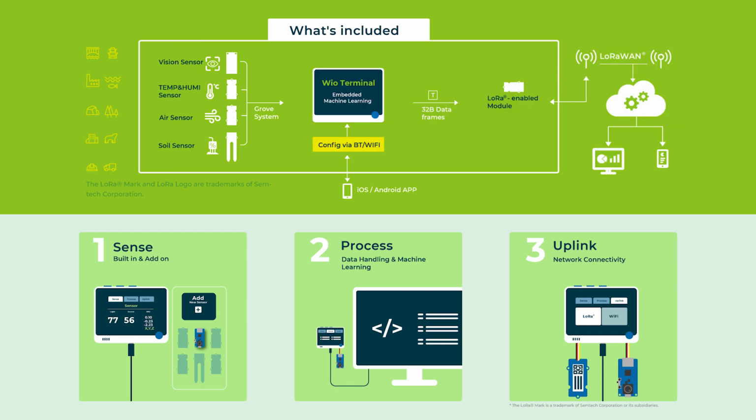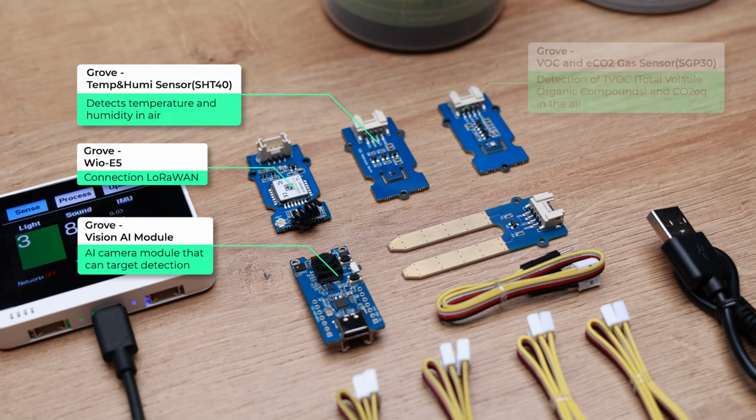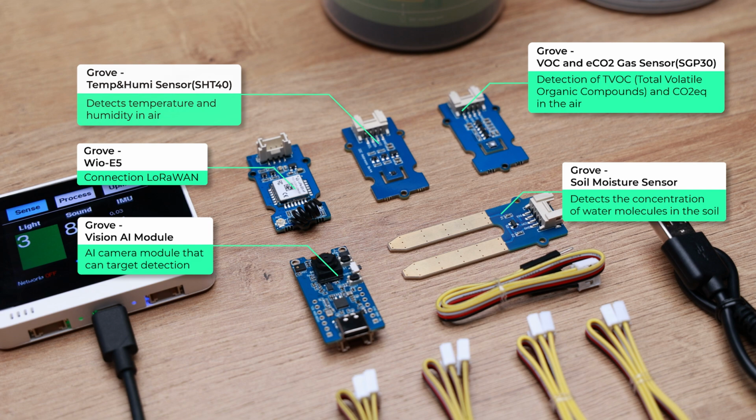The kit includes a powerful edge node, Wio Terminal, which is in charge of data processing and machine learning inference. Meanwhile, you can use it to transmit data to the cloud via LoRaWAN or Wi-Fi. The kit includes multifunctional plug-and-play sensors, which you can use to get real-time data with ease.